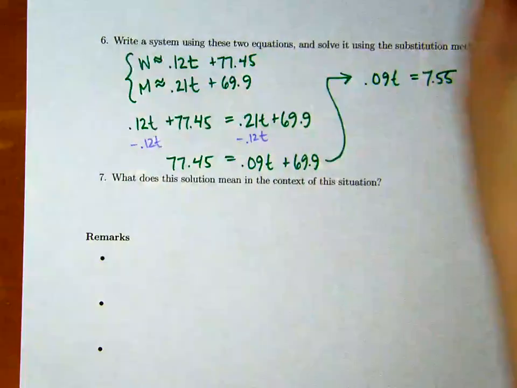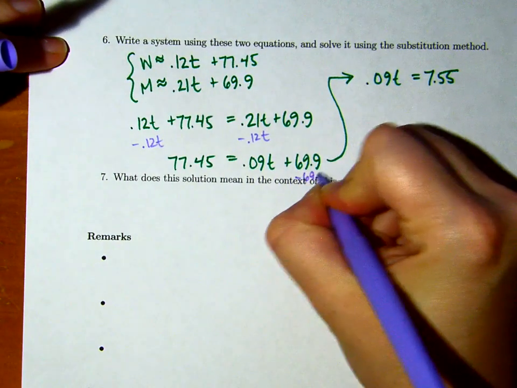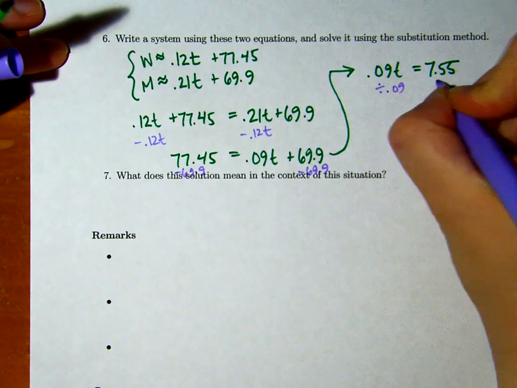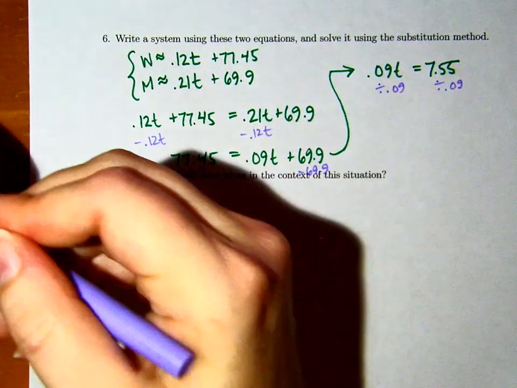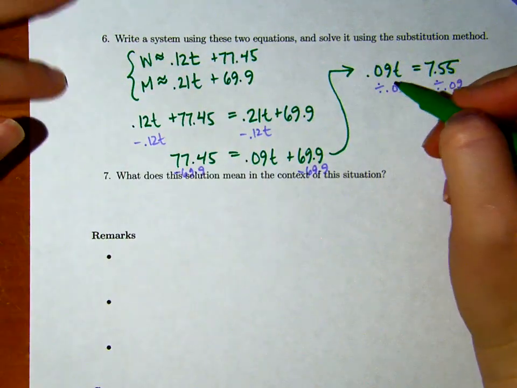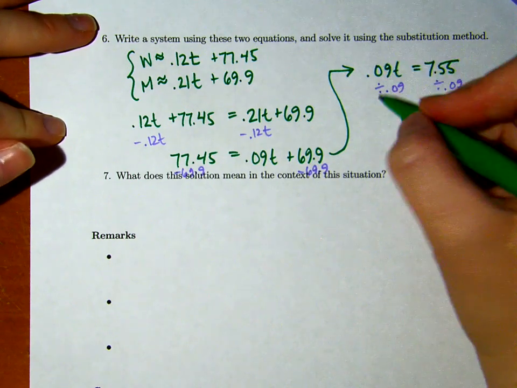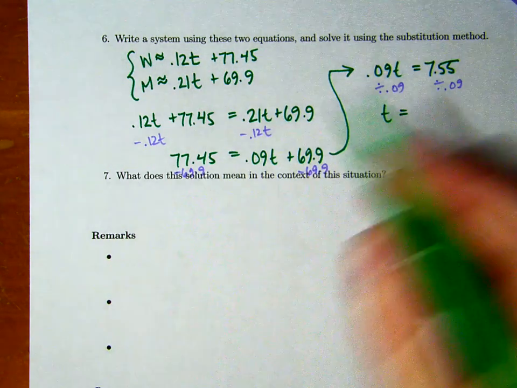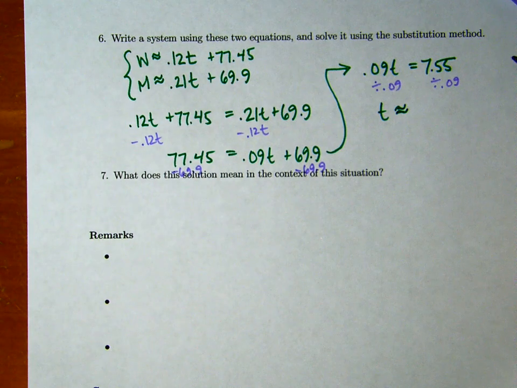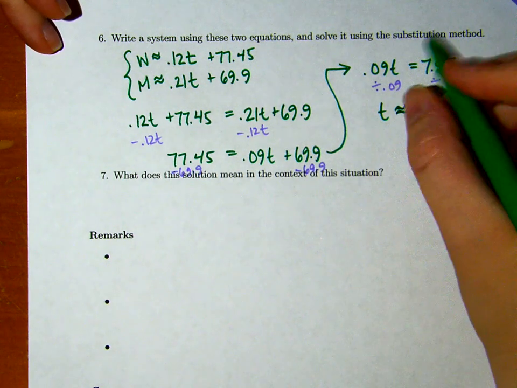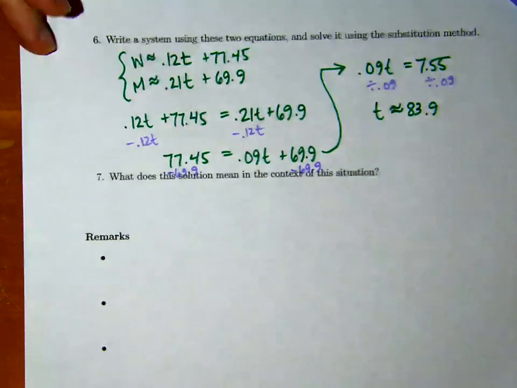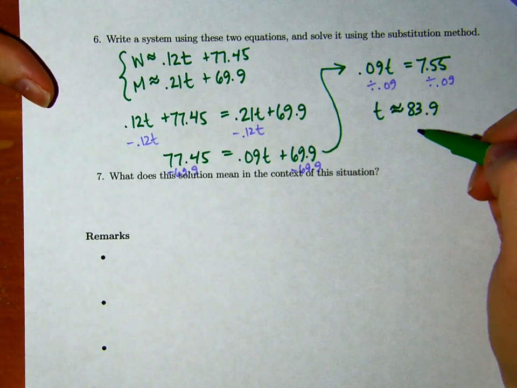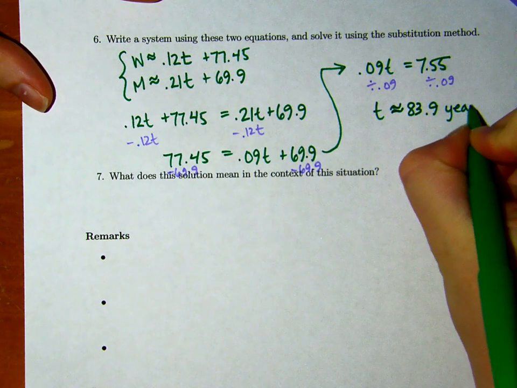And now I'm going to scale down. All right. So undoing this multiplication times t, if I divide it, then t stands alone. And 7.55 divided by 0.09. Oh boy, that has to be approximated and rounded. 83.88888888. So about 83.9-ish. Okay, but that's t, right? So that deals with time.